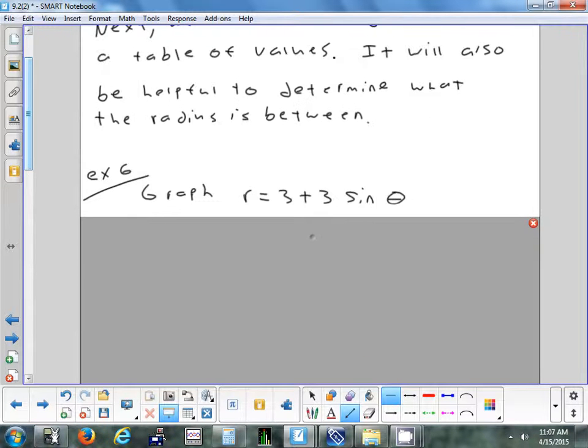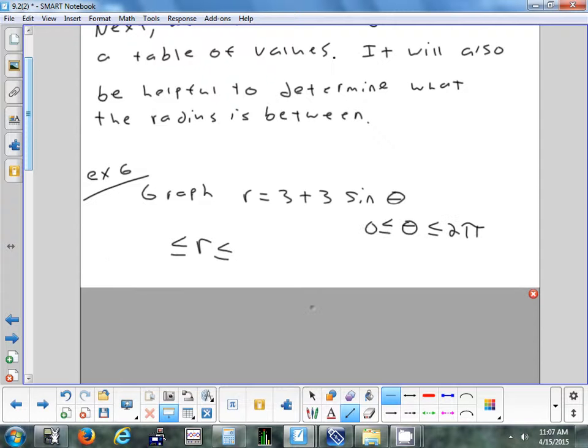All we know is hopefully some basic properties about sine, specifically the highest and lowest values. Augustine, what's the largest that sine ever gets? 1. It hits 1. And if you take 1 and multiply by 3, what do you get? And then plus 3 more. 6. So your radius here can never get bigger than 6. The only way that could happen is if sine got bigger than 1, and it doesn't. So the biggest sine is 1, tripled is 3, plus 3 is 6.